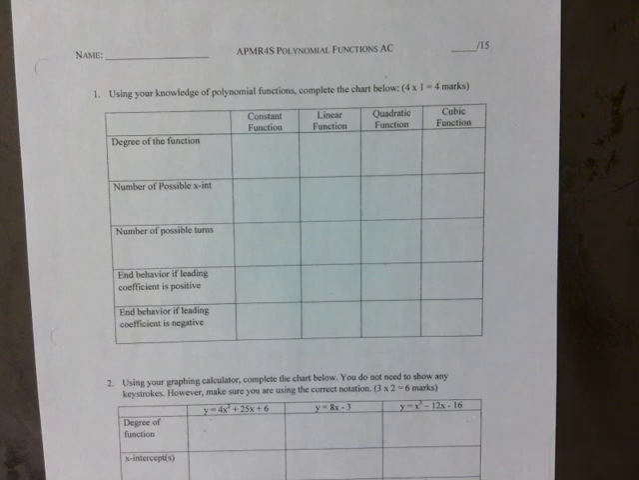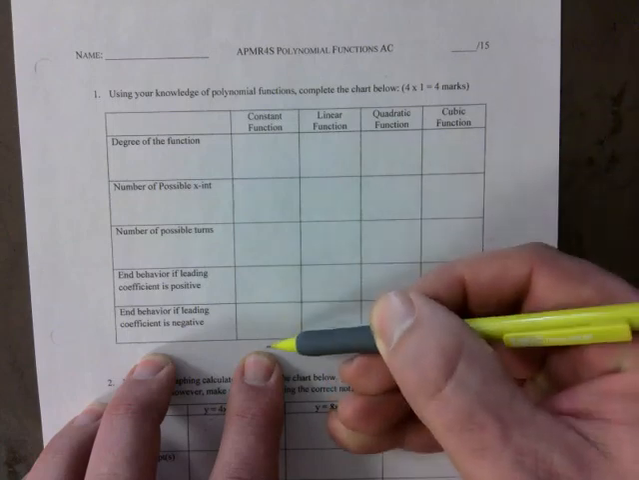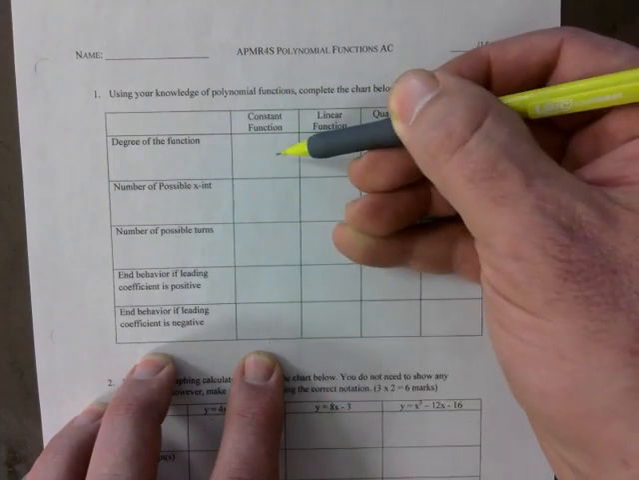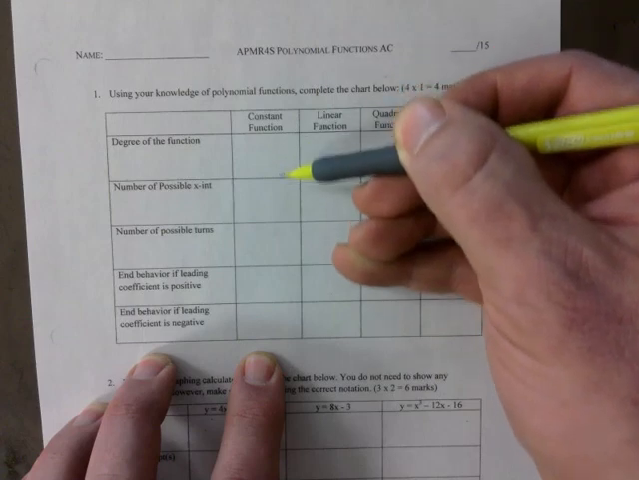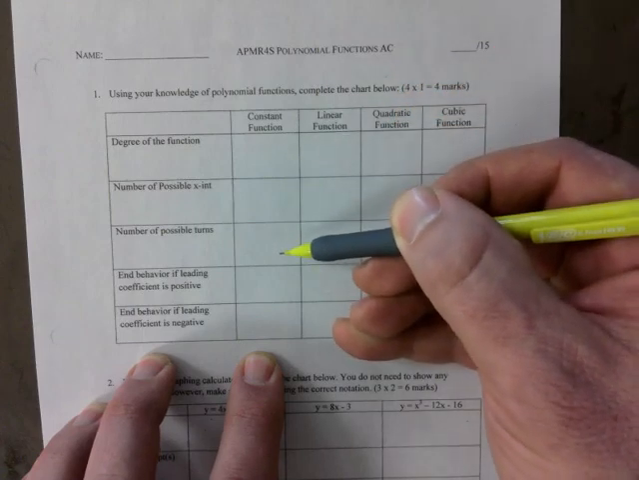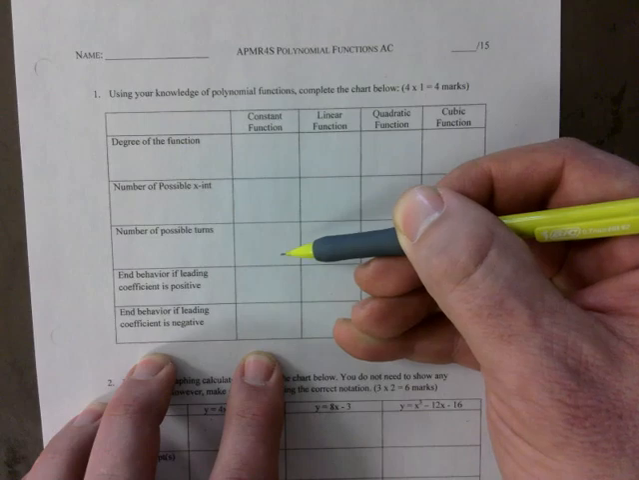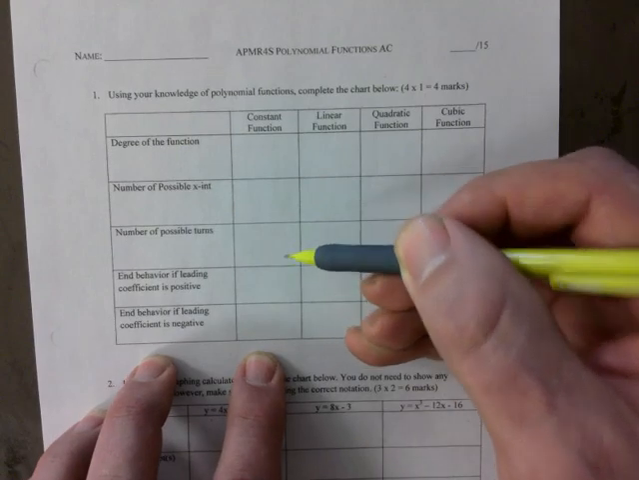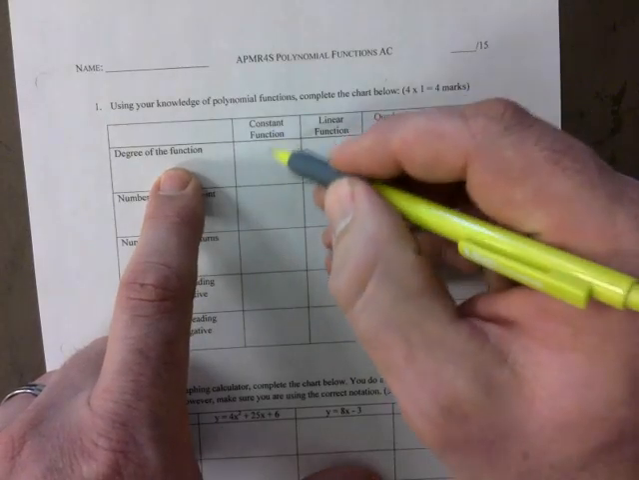We're going to give you 1 mark per column. If you make 1 mistake in that column, take off half. More than 1 mistake, that's 0 for that column, okay? That's how we're going to go today. So the degree of a constant function is 0.